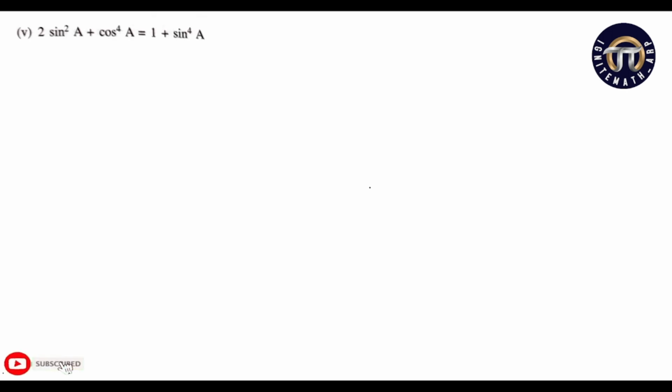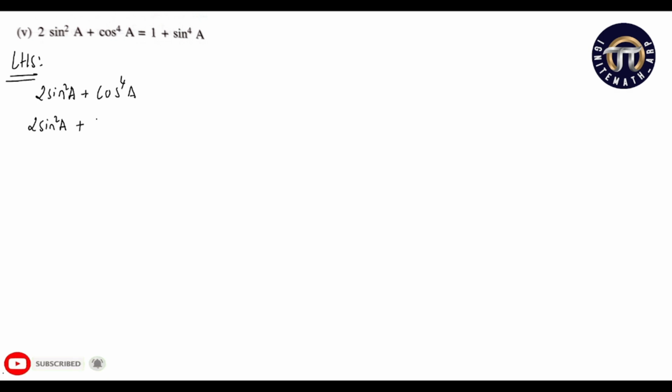Yes, now let us see the next question, that is question number 5. That is what the question is: 2 sin square a plus cos to the power of 4 a is equal to 1 plus sin to the power of 4 a, you are supposed to prove. So I will just take the LHS. LHS is what, children? 2 sin square a plus cos to the power of 4 a. So what can I write over here? 2 sin square a, I am keeping as it is.